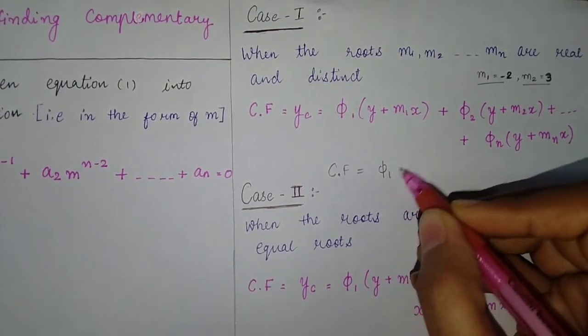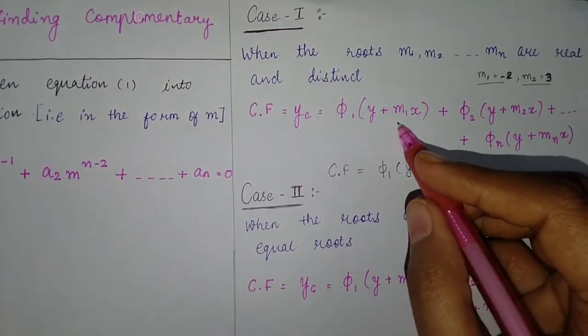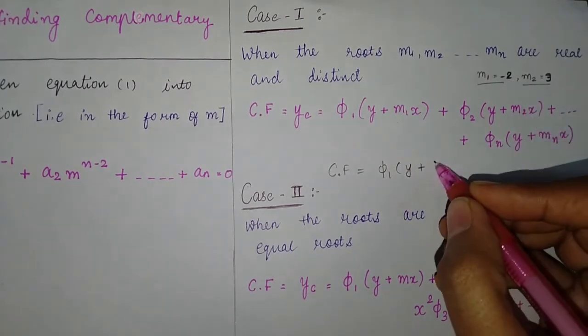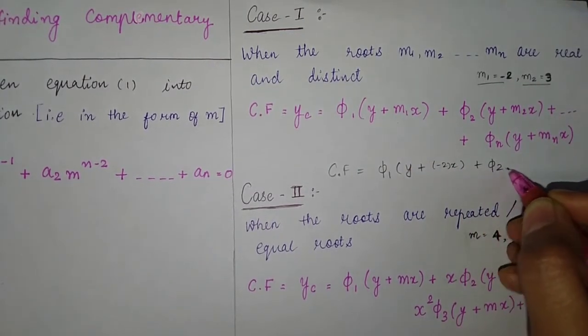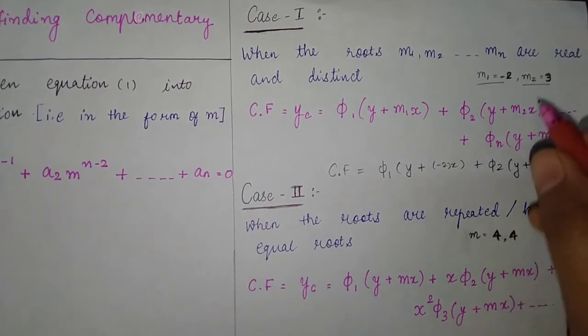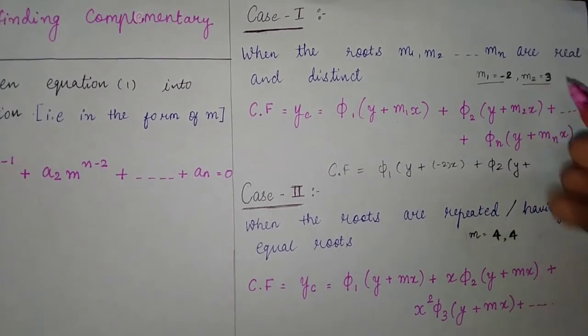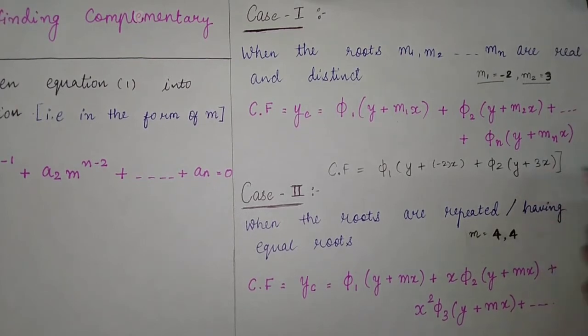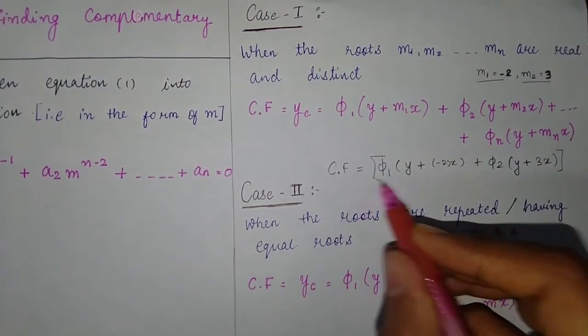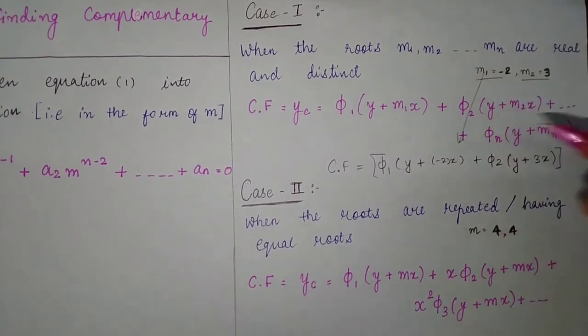For example, if you get the roots m as -2 and 3, then what will be your CF, the complementary function? It will be phi1 of y plus m1x. So what is the value of m1? -2. Then it is -2 into x plus phi2 of y plus m2x. Then what is the value of m2? That is 3. So it is 3x. And this is your complementary function for these values.